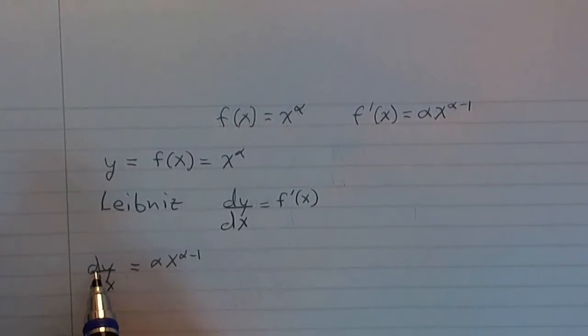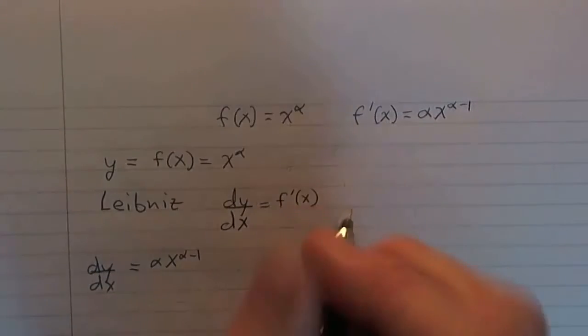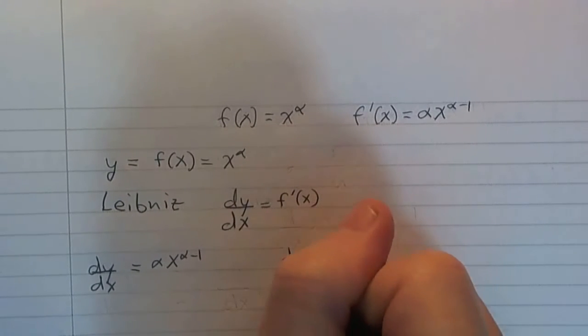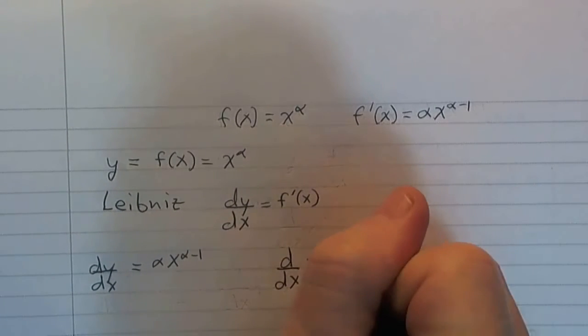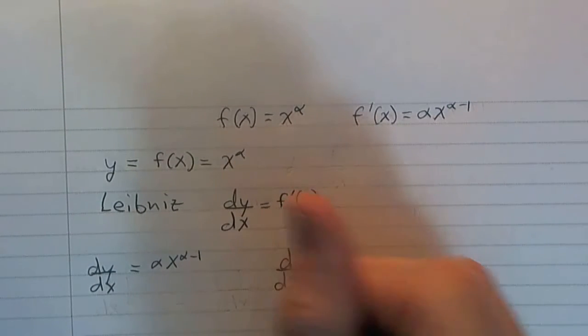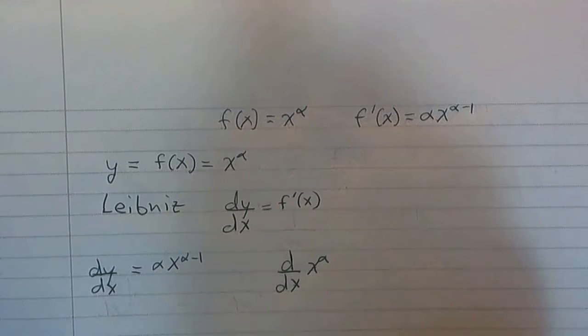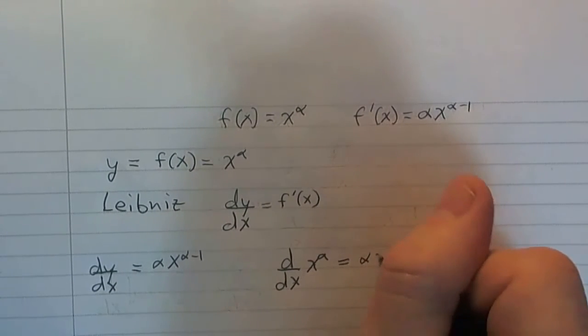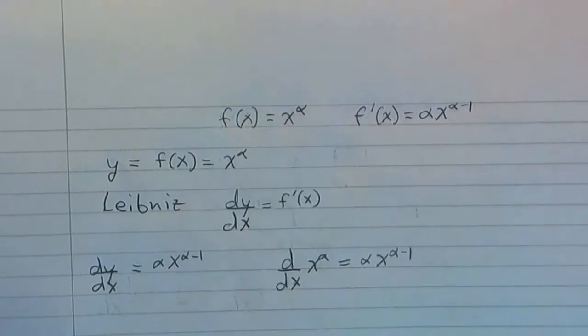Now we don't have to do it that way. We don't have to say dy dx. y is equal to x to the alpha, so we might do it this way. We might say d dx and just put the x to the alpha there. And that means the derivative of this thing with respect to x, the derivative of x to the alpha with respect to x. So we might see it that way.